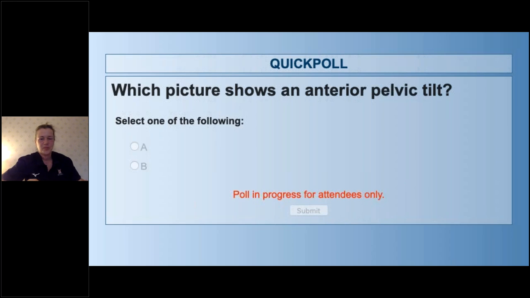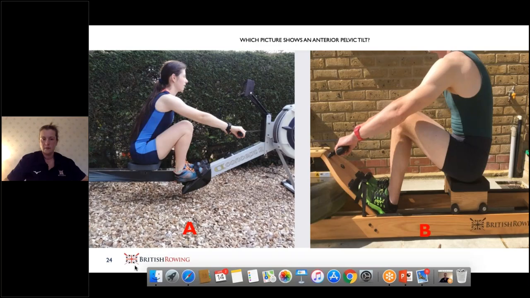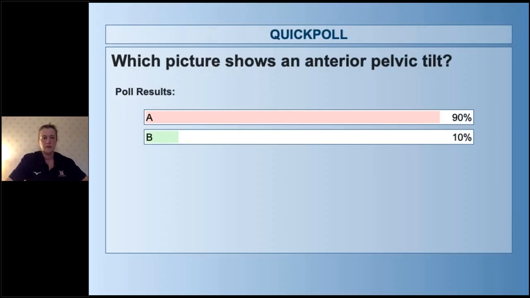So we're just collecting responses now. So that number's going up. Just over 50% answered so far. We'll give everybody a few more seconds there. So 3, 2, 1, close and share those results.